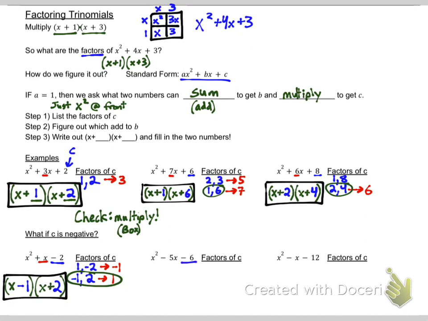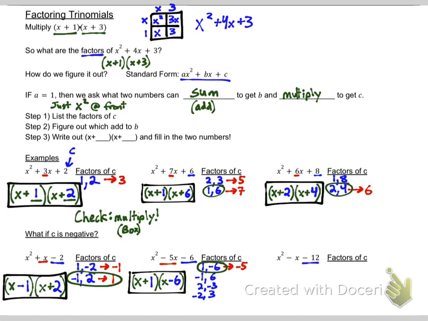Try this next one. We want to write down 1 and negative 6, negative 1 and 6. But there's also 2 and negative 3 and negative 2 and 3. Well, which of these add up to negative 5? Be very careful. They are 1 and negative 6. So those are going to be our factors, x plus 1 and x minus 6.